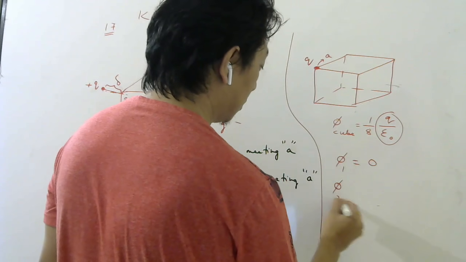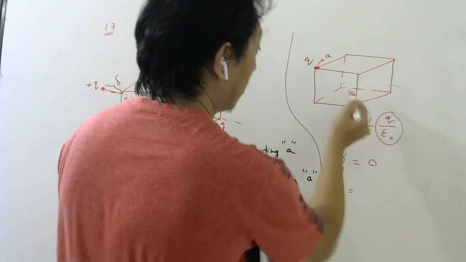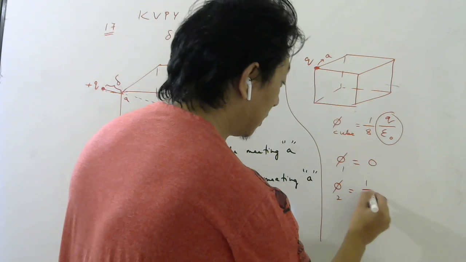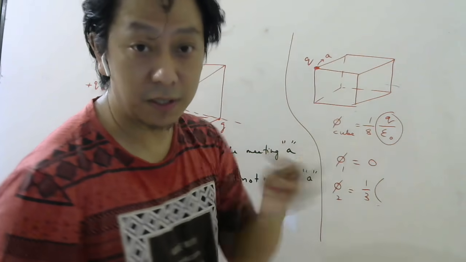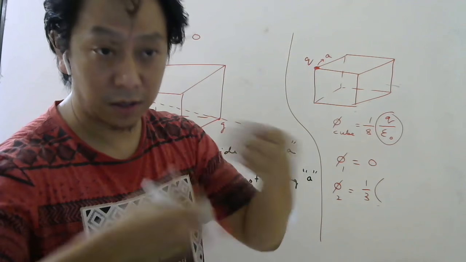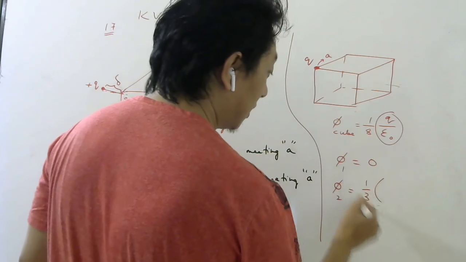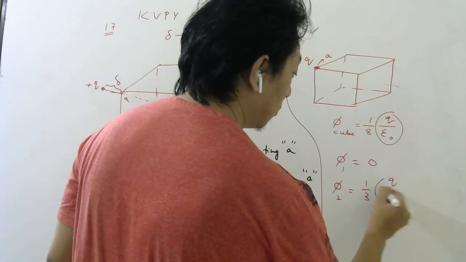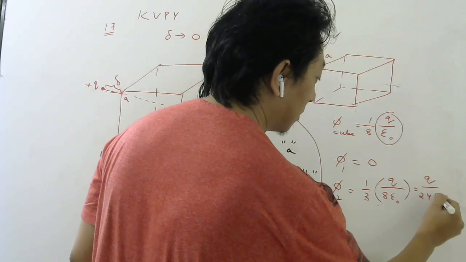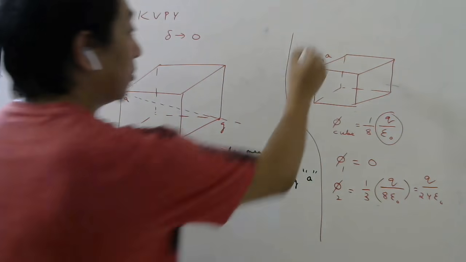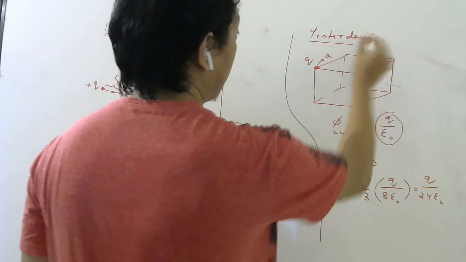Therefore the flux through the other faces, either this face, this face, or the down face, will be 1/3 of the flux through the cube, because out of the 6 faces only 3 faces are contributing to the flux. So the flux through one face will be 1/3 of the flux through the cube, which is q by 8 epsilon naught, which is q by 24 epsilon naught. So this we already know from yesterday's discussion. We have understood this.